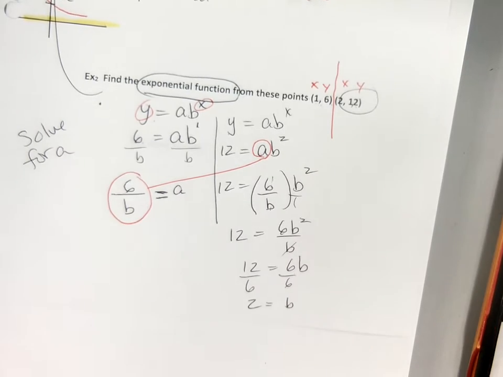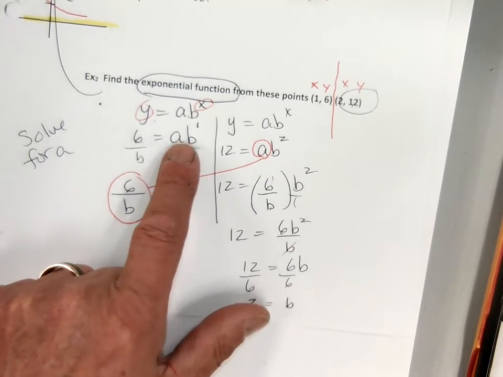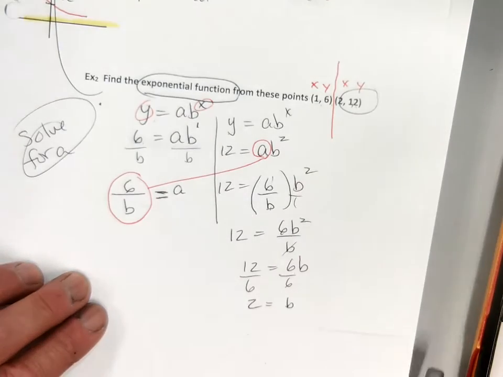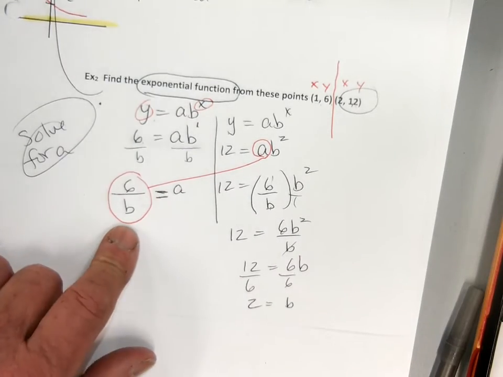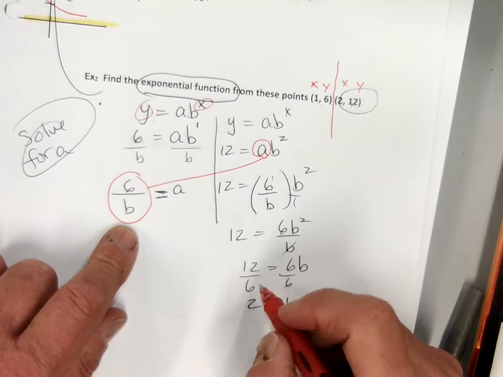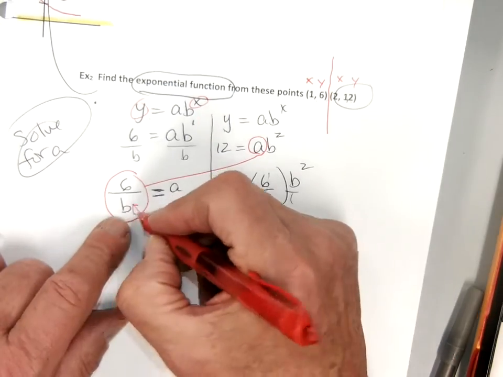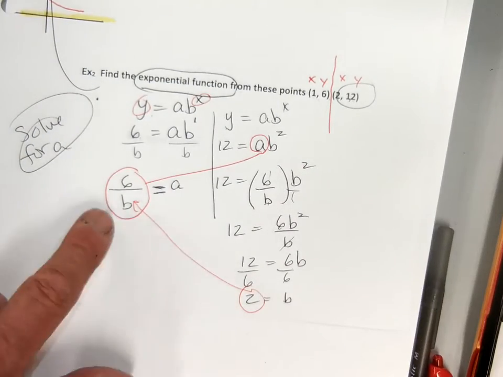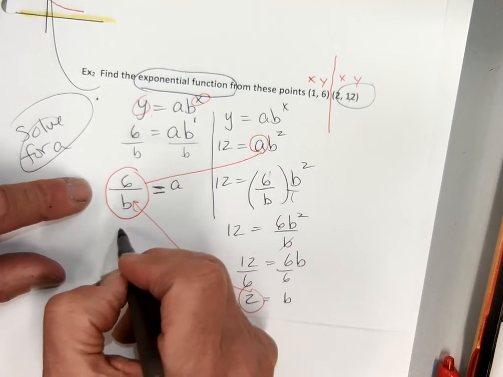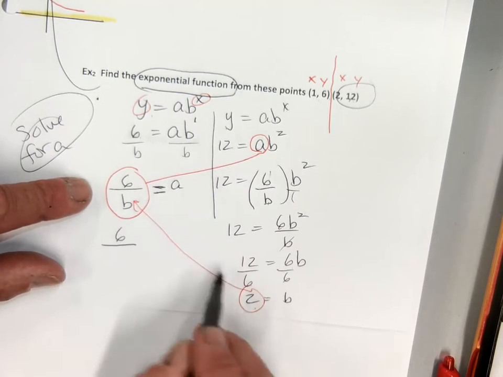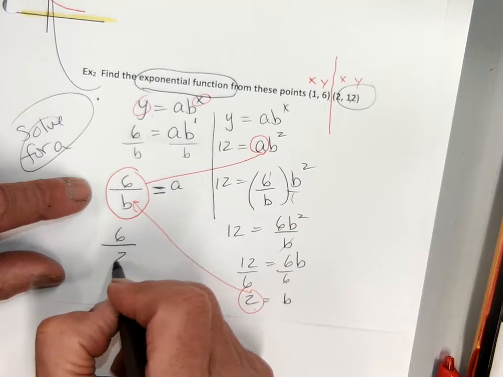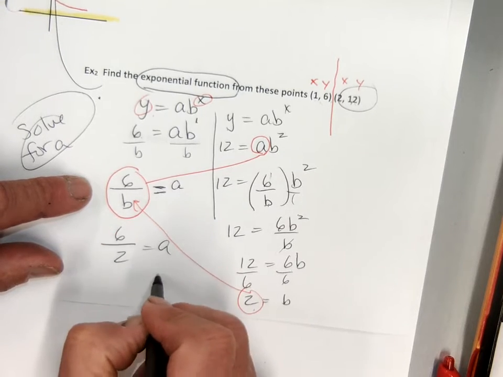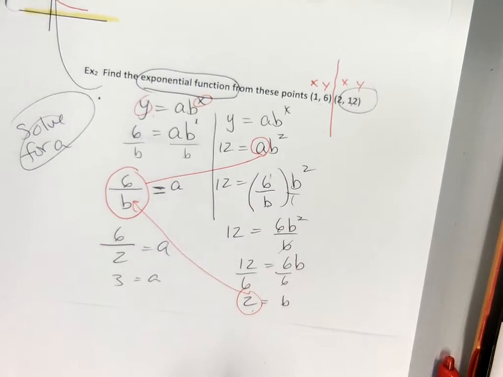Awesome. I've got b. I don't know a. I need to find a. I need to solve for a also. Well, if I take my 2 and substitute it over there, because I know what b is, 2, so don't write b, I'll be able to write 6 over the value of b, which is 2, and so a is equal to 3. Okay, now I'm not done because I haven't made the function.